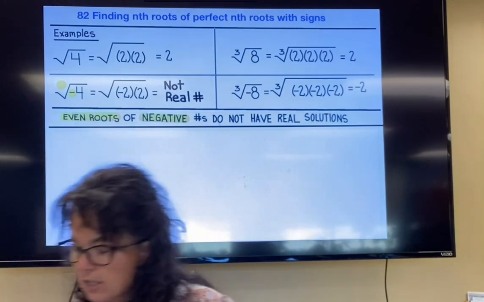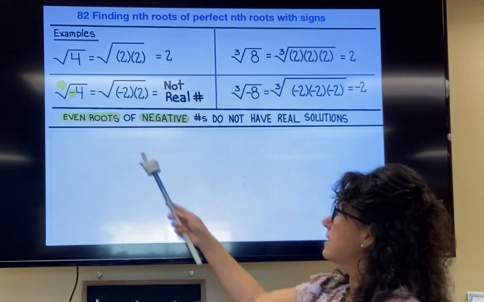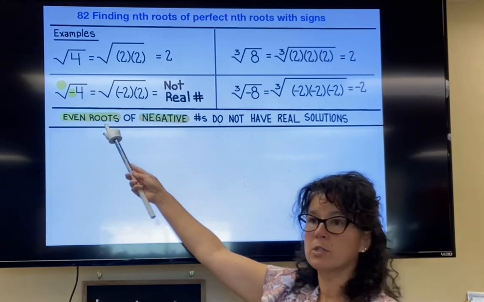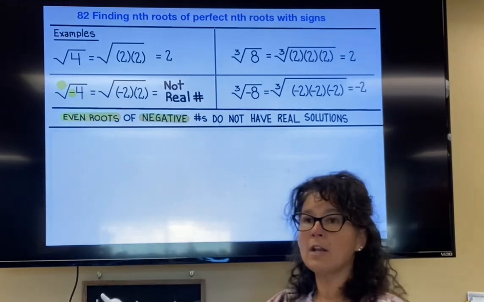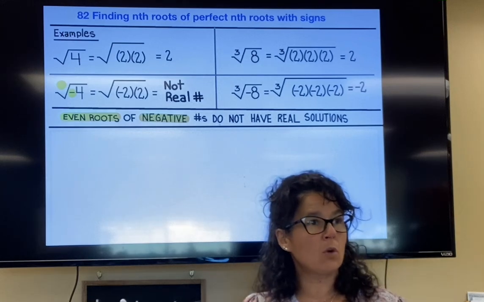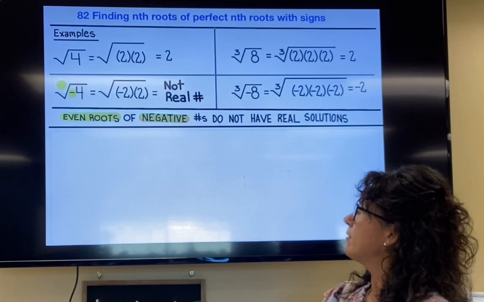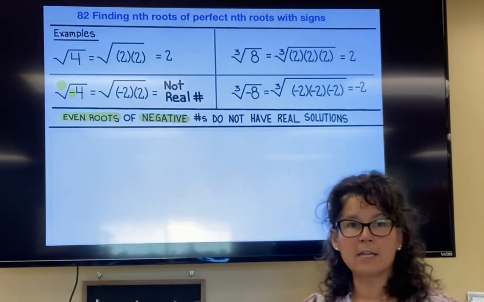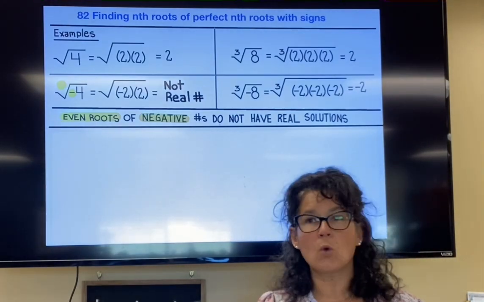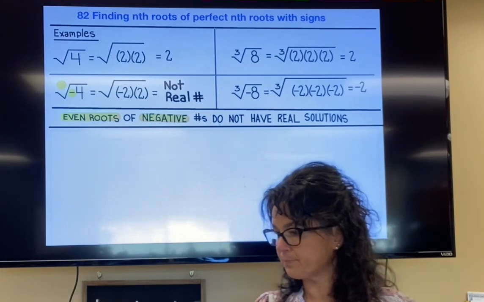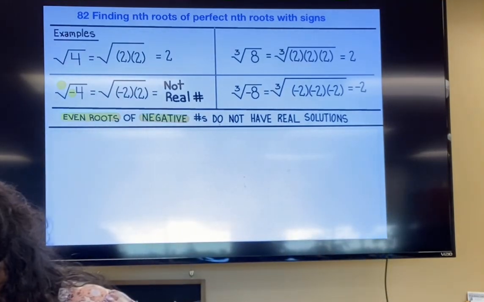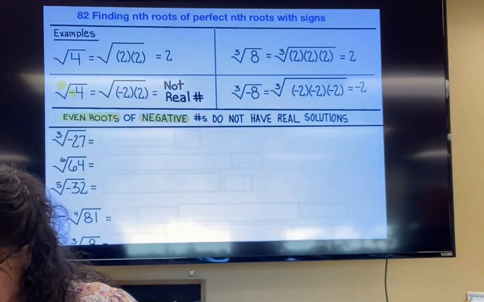So the first thing that you want to remember is that if you have an even root of a negative number, you are not going to get a real solution. But if you have an odd root of a negative number, then there is going to be a real solution. Okay, so let's take a look at a few examples.